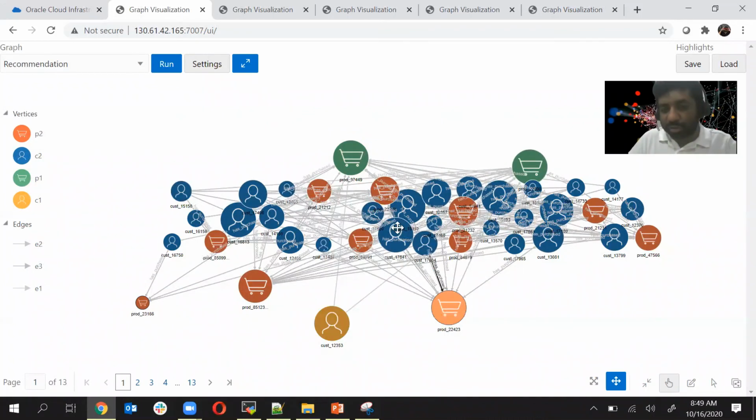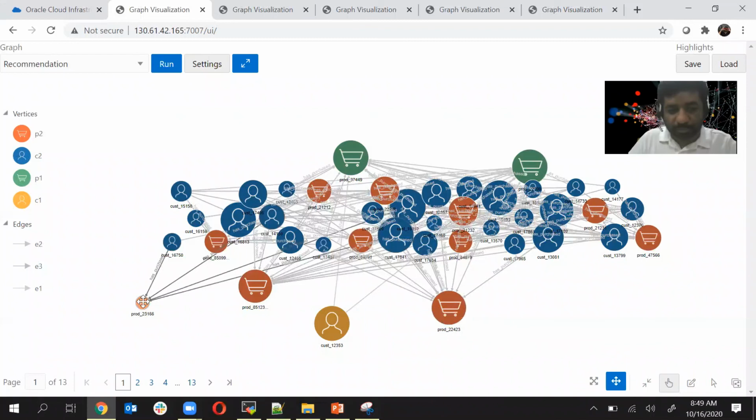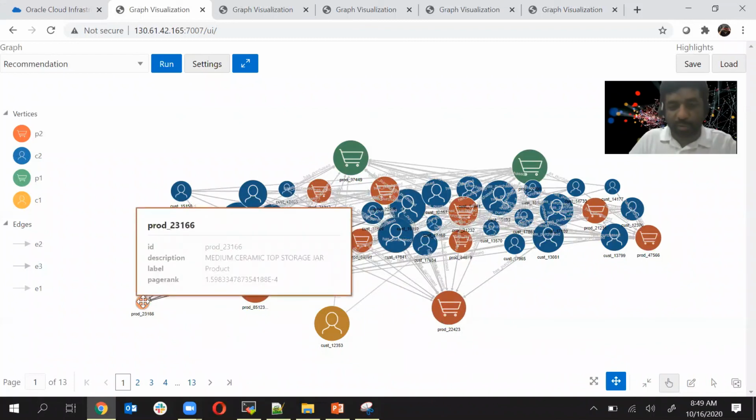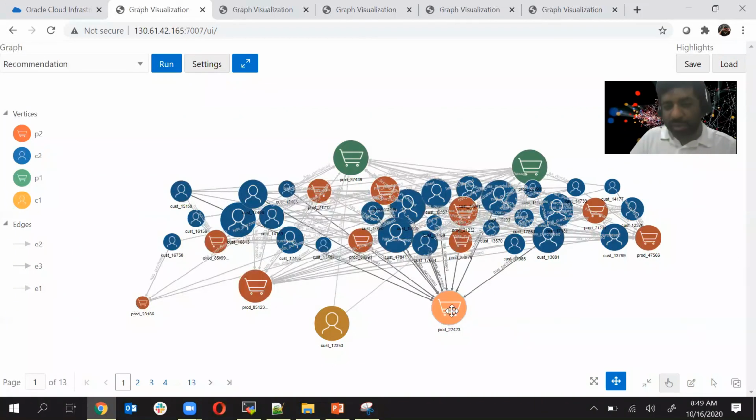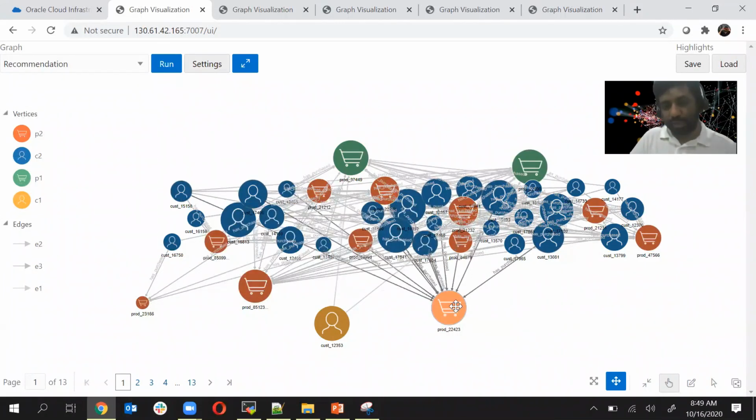Now, based on the closeness, it associates a page rank. So let's say I right click on this and then I get a page rank of 0.0013. Now, if I try to compare it with the page rank of this particular product, I can see that it's 1.5. So 1.5 is pretty far away from this particular page rank. So the page rank is very high for this product, and that's why it's offered. It's offered as the maximum possibility of customer 12353 purchasing this particular product.